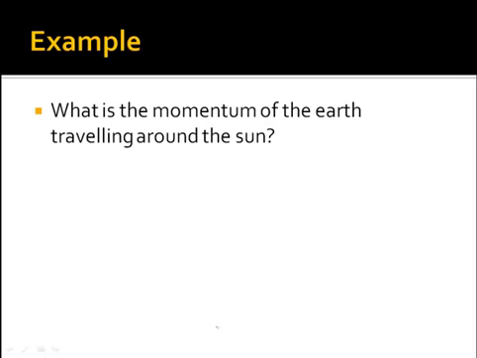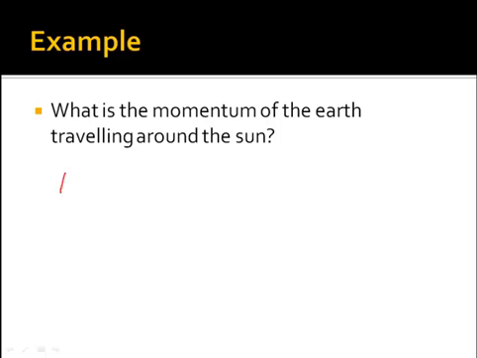Another example is, what's the momentum of the Earth as it's traveling around the sun? I imagine this number is going to be huge. First of all, the mass of the Earth is huge, and it's traveling pretty quickly around the sun. For all practical purposes, we're never going to have momentum this high in our problems, but I just wanted to illustrate a little bit to you the immensity of the planet that we live on.